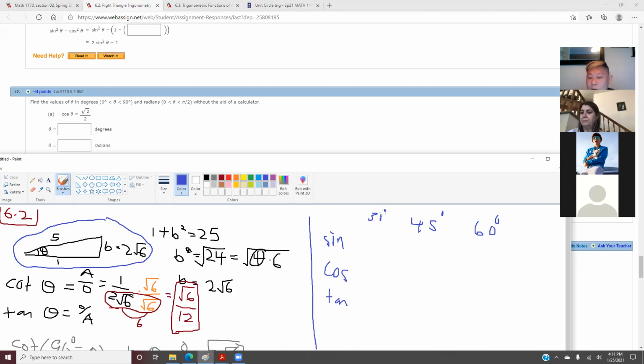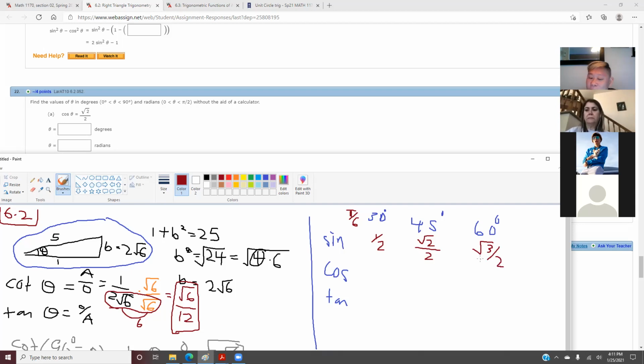Does everyone remember what sine 30 degrees is? This is very, very important. Sine 30 degrees is pi over 6? I know that is the radian, but I want sine 30 degrees. It is 1/2, right? What is sine 45 degrees? It is √2/2. And sine 60 degrees is √3/2.